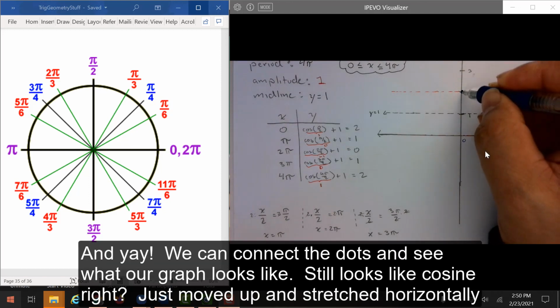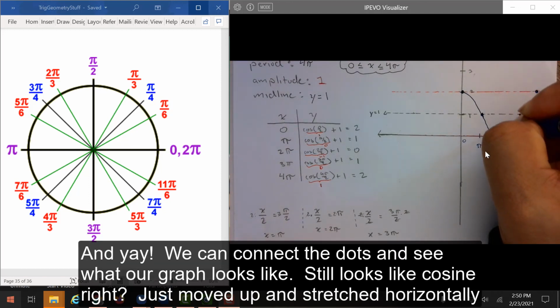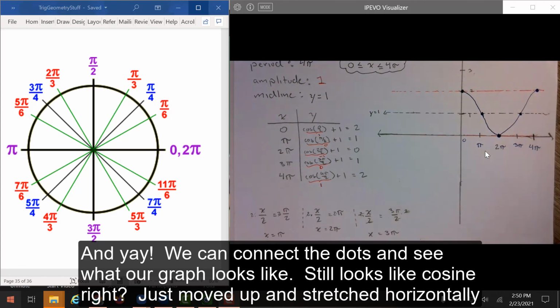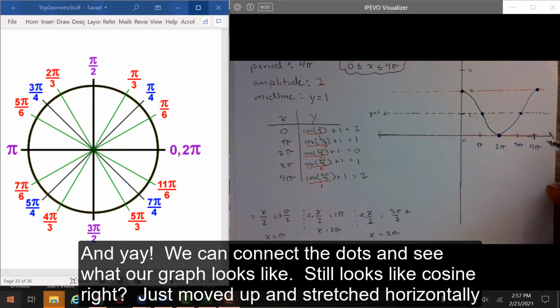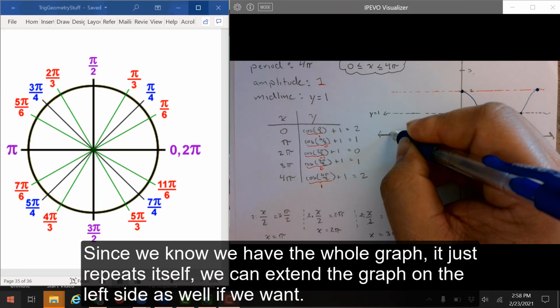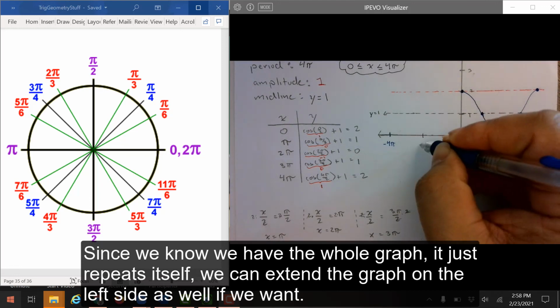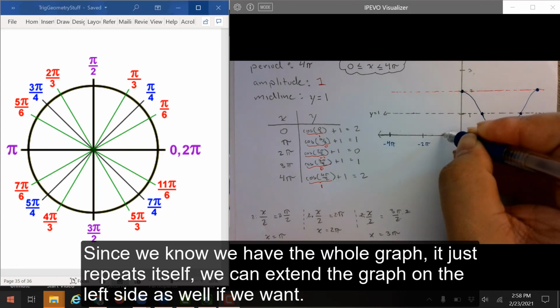And yay! We can connect the dots and see what our graph looks like. Still looks like cosine, right? Just moved up and stretched horizontally. Since we know we have the whole graph, it just repeats itself. We can extend the graph on the left side as well if we want.